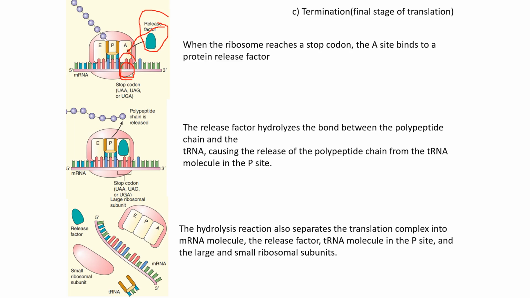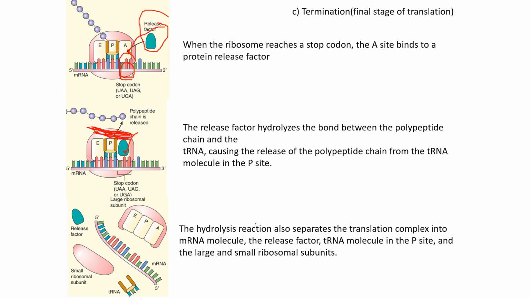The release factor will hydrolyze the bond between the polypeptide chain and the tRNA, causing the release of the polypeptide chain from the tRNA molecule in the P site. So when this release factor binds to the A site, it will hydrolyze the bond between the tRNA and the polypeptide at the P site. So what happened? The polypeptide chain is released.